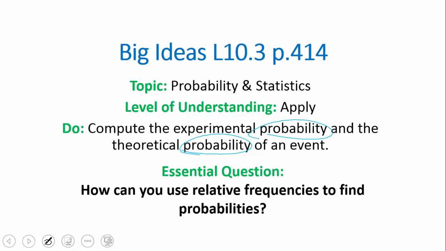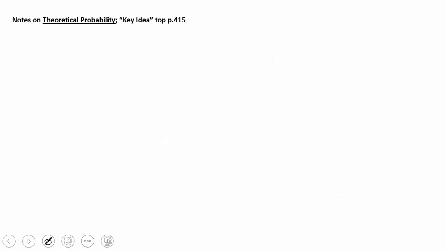Essential question: how can you use relative frequencies to find probabilities? Once again, if you did read it, you would notice that in the book, they talk about experimental probability first and theoretical second. I chose to switch the order. The reason is that we've already done theoretical probability, and the book does not really spell this out very well.